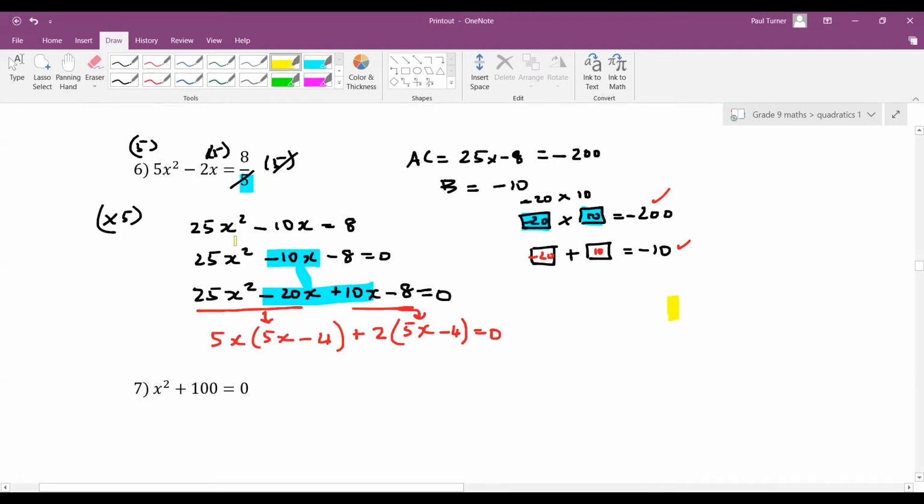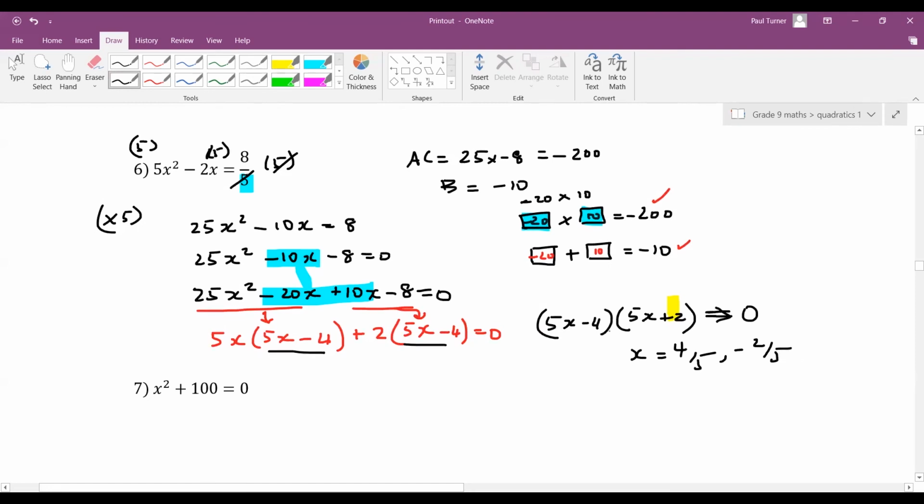Okay, so 5x minus 4, 5x plus 2. That's equals 0. So you'll end up with x is 4 on 5 and minus 2 on 5 for that solution from these two factors. Okay, so that's that one there.